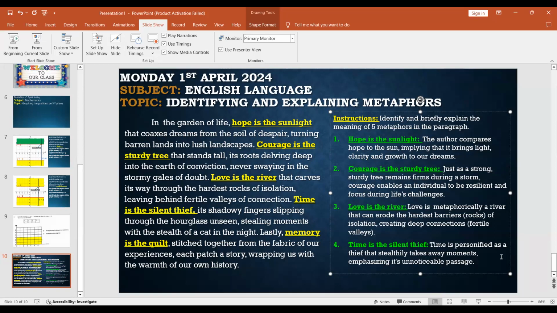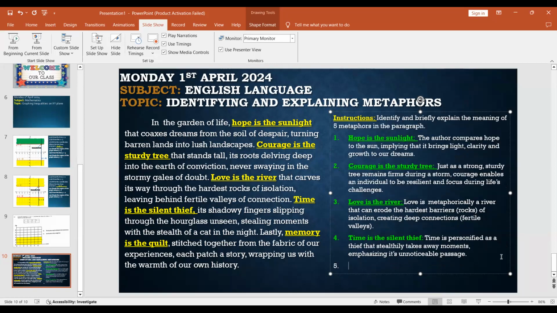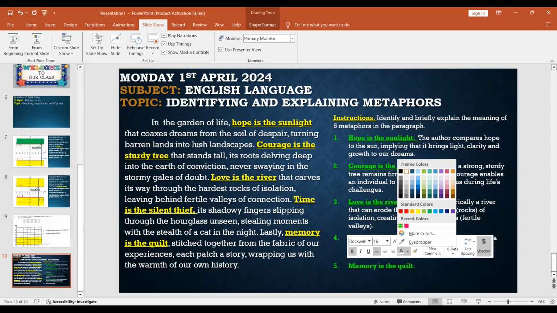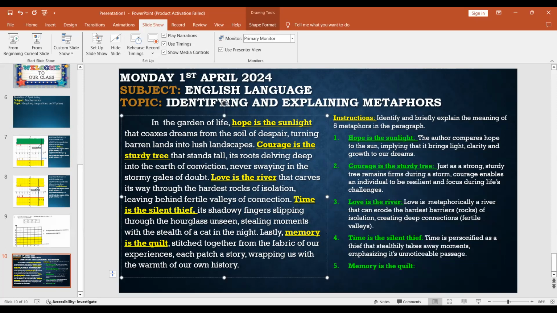Very good. And the last one is "memory is the quilt." Anyone know what a quilt is? It's a type of blanket. So memory is the quilt. And is it like a thin little blanket, or is it like those big, thick blankets, right?